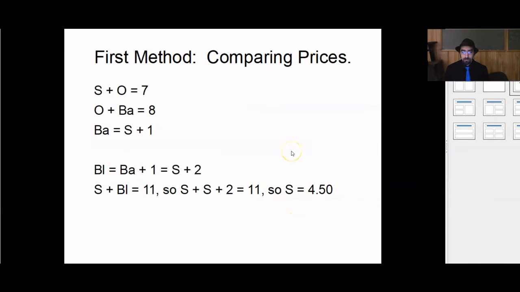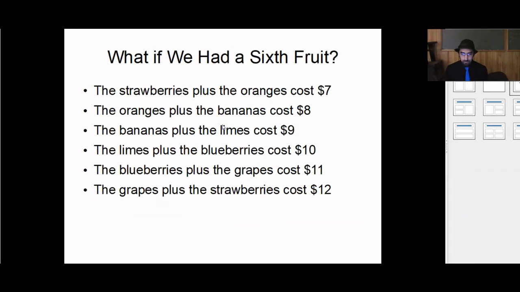Alright. Now I said that with a 6 fruit case it wasn't going to work out so well. So let's see what happens. So in the 6 fruit case, I'm going to add a 6th fruit. This one will correspond to the color purple. So we'll have strawberries and oranges are 7, just like they were before. Everything's the same as it was before, up until it's now, instead of blueberries and strawberries costing 11, it's going to be blueberries and grapes costing 11. And grapes and strawberries combined will cost 12.